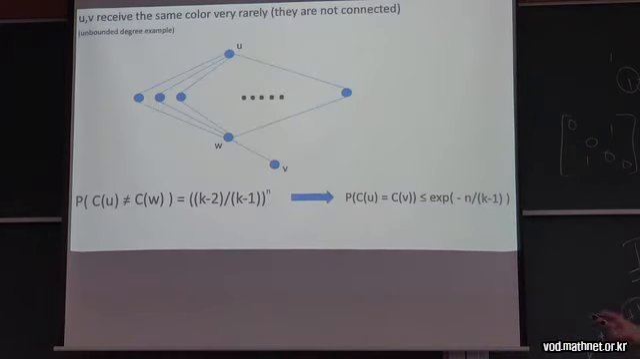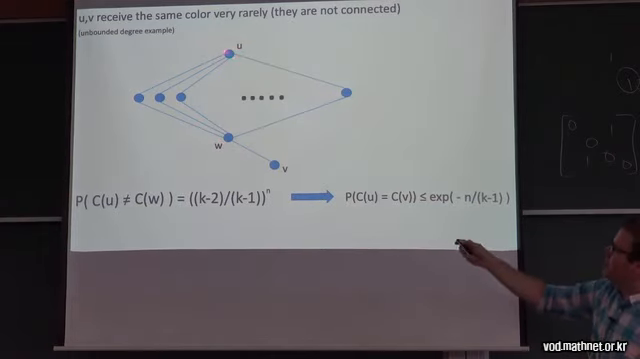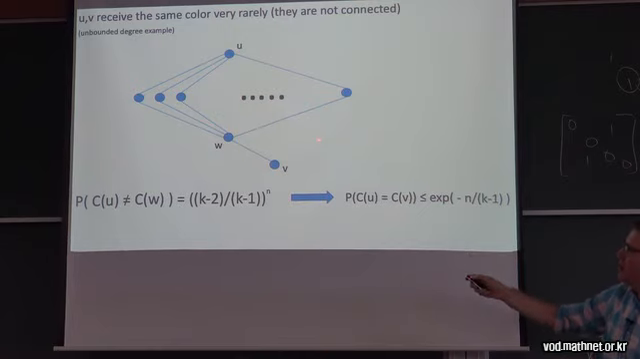Back here, I want u and w to be the same color. In this example, they're likely to be the same color. Why? If they get the same color, then everybody in the middle has k minus 1 choices each. If they get different colors, then everybody in the middle has k minus 2 choices. So they're exponentially more likely in n to have the same color. And therefore, u and v are exponentially unlikely to have the same color. So that's an easy example.